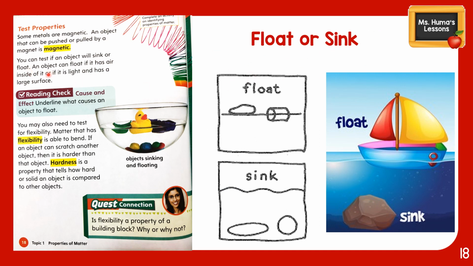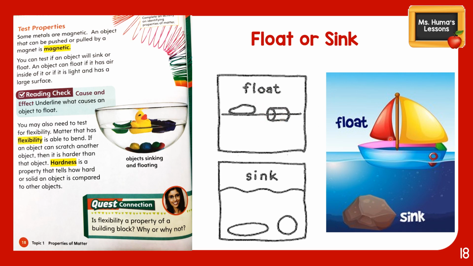Now we come to another property of matter that we can test and check, and we cannot usually see or observe it with our senses, but we have to test whether it will float or sink. So this property, float or sink, we have to test. You can test if an object will sink or float. What is sink? Sink is when you put something in water, it goes down. We can see this stone or anything that goes down to the bottom of the water is called sink. And float means it stays up, either totally up or maybe half up, half down. So this is called floating.